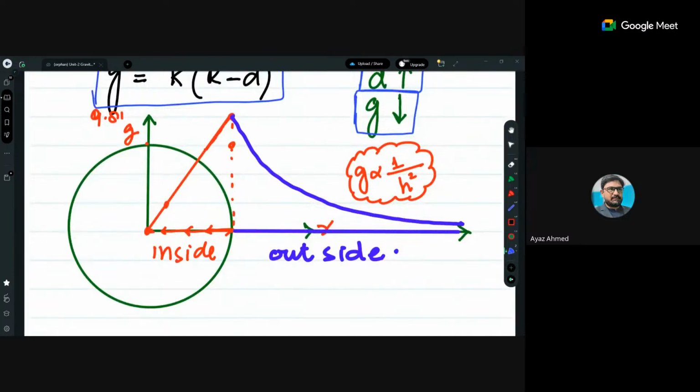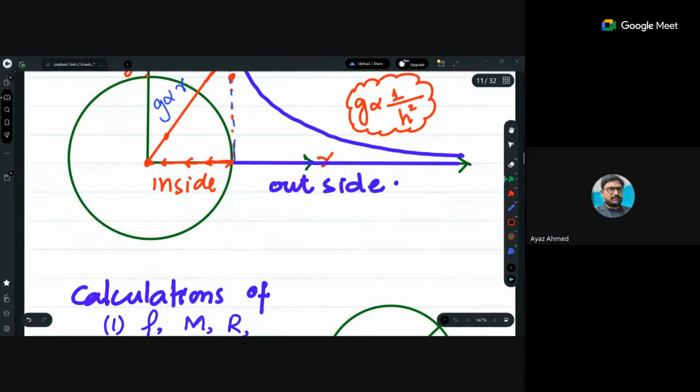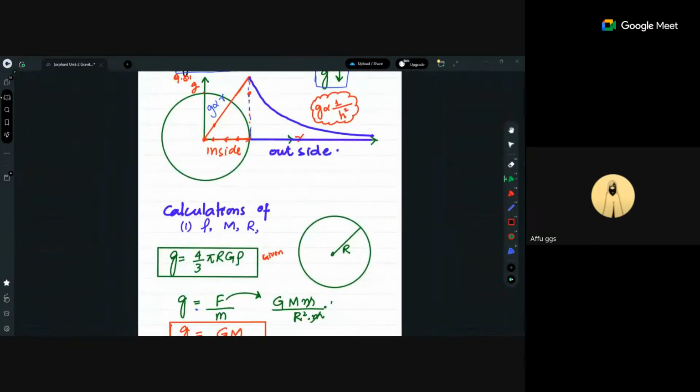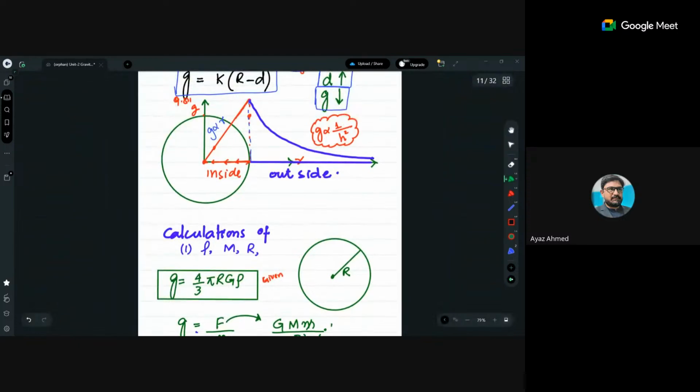The simple thing I wanted from here is this graph, the red portion, that g is directly proportional to small r below the surface of the earth. Okay, so you have to consider this graph. This is the point, and this g value will be 9.81. 9.81 will be here.